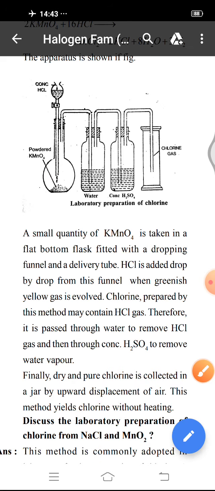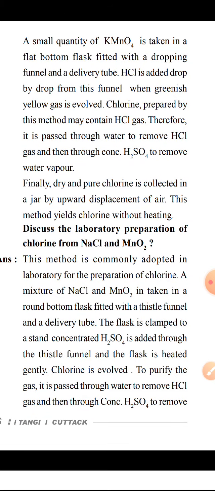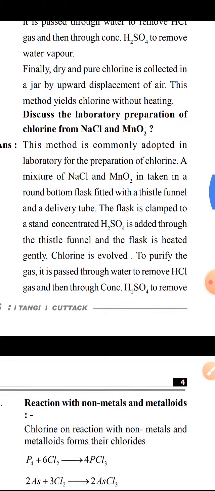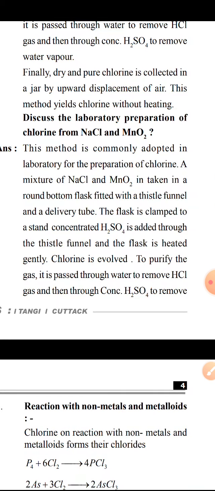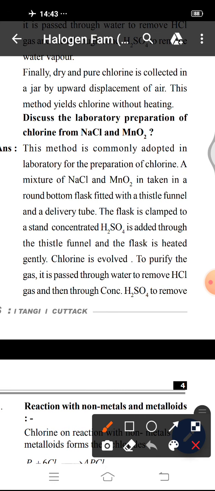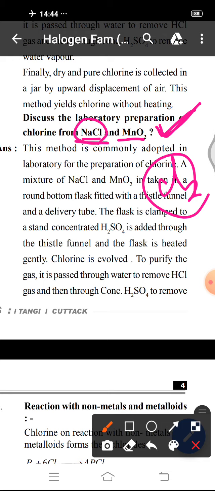Then in the second method, how is chlorine gas prepared? By reaction of NaCl, MnO2 and H2SO4. In this method, NaCl, MnO2 and concentrated H2SO4 react with each other on heating to form chlorine gas. This is a heating process. By heating NaCl with MnO2 and H2SO4, chlorine gas is formed.